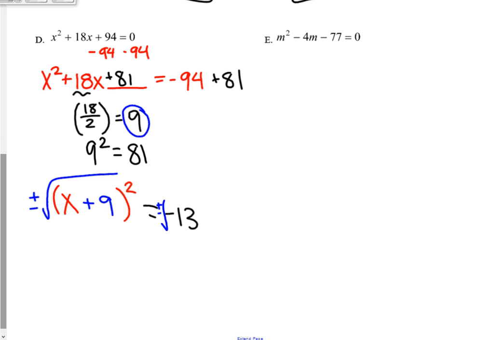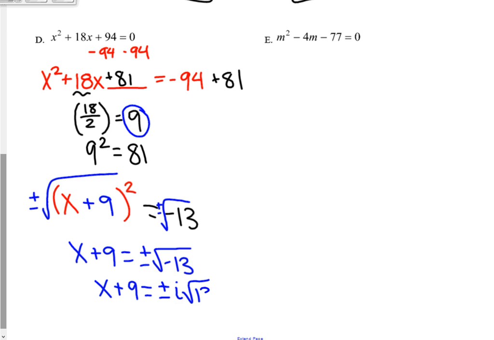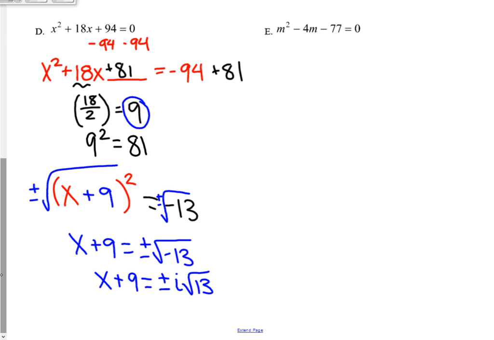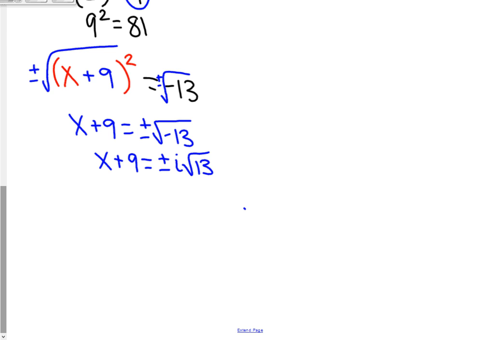Plus or minus the square root. I get x plus 9 equals plus or minus the square root of negative 13. Remember, you can never have a negative underneath our square roots. We need to simplify that more by taking i out. So I have x plus 9 equals plus or minus i square root of 13. Make sure that i is coming after the plus or minus and before that square root. 13 can't be broken down into anything other than 13 and 1, so we can't simplify that.